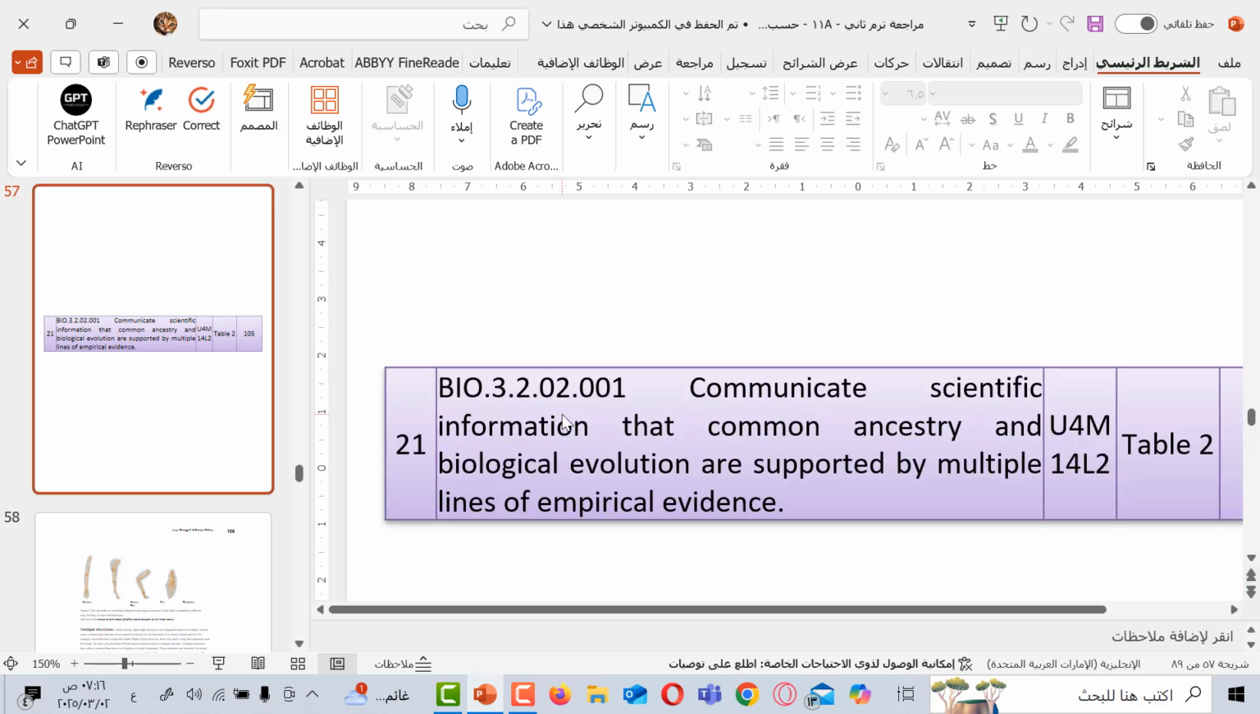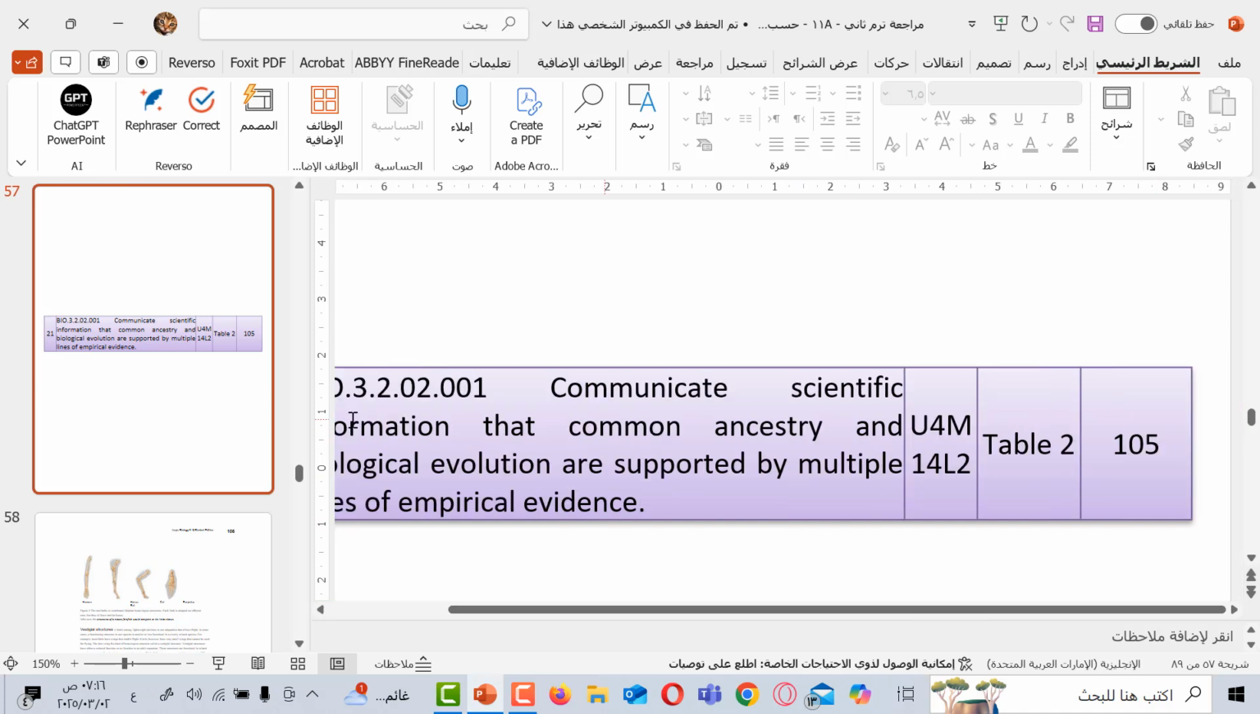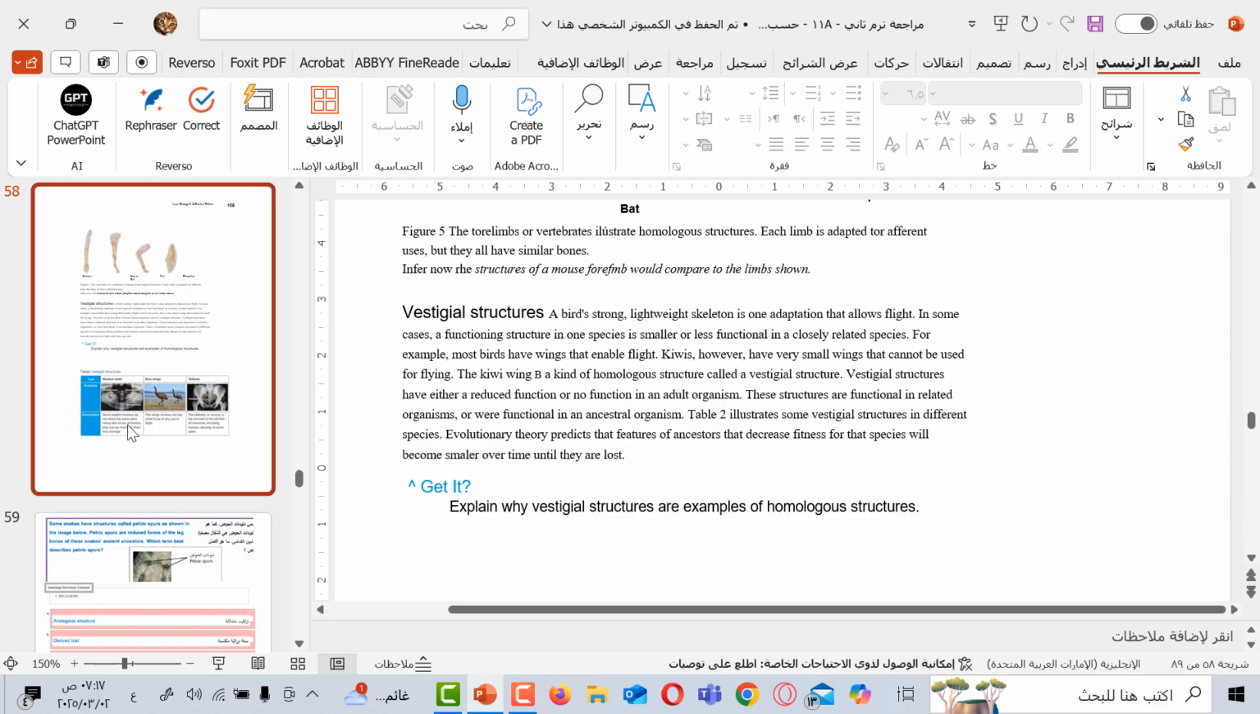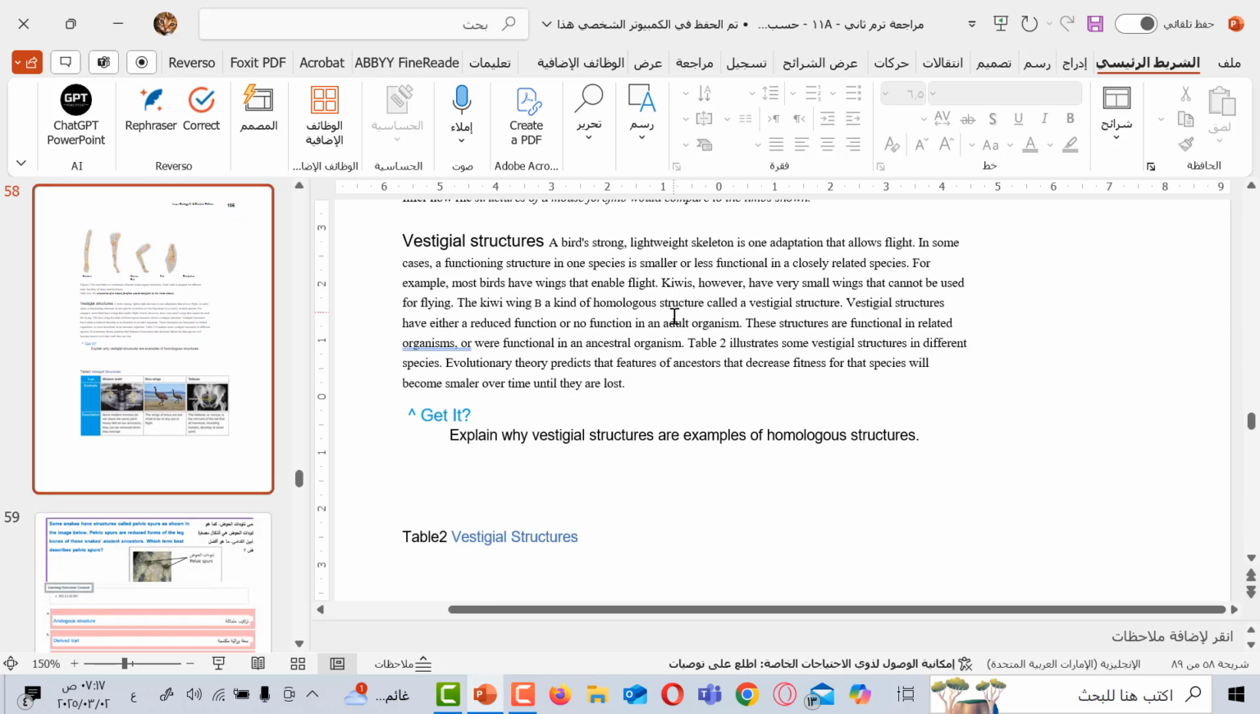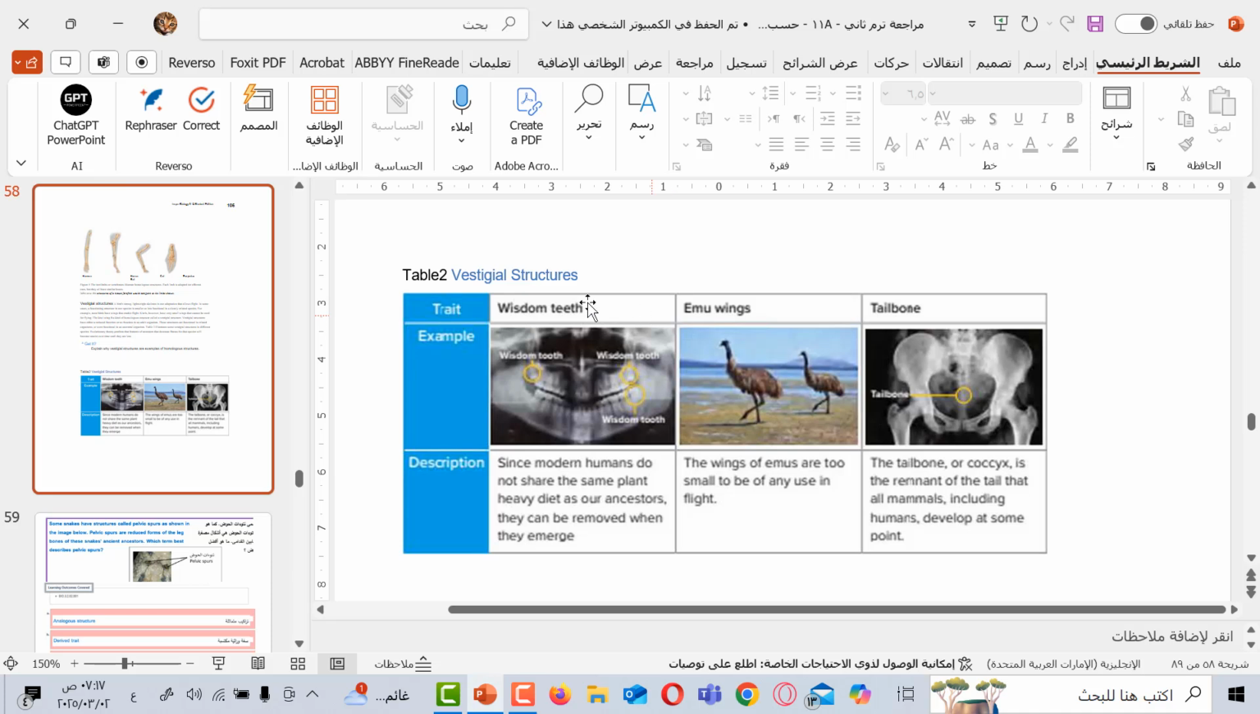Let us see another one. Question 21, table 2 in page number 105. This is page 105, and this is a table. It's about vestigial structures. We have three vestigial structures.